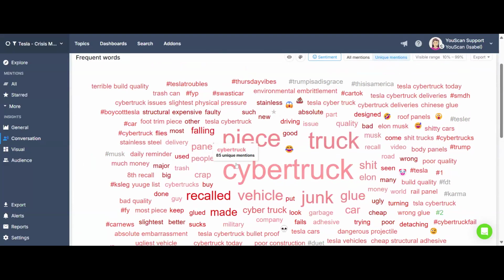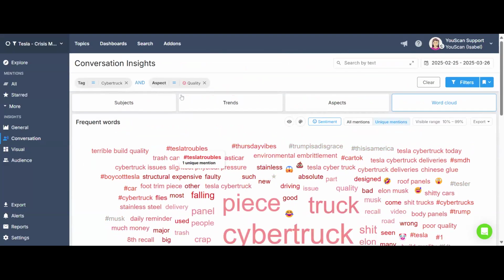That's how we can understand this data even deeper, combining filters and searching for them on the platform, segmenting this data by tag. That's how we can do this.